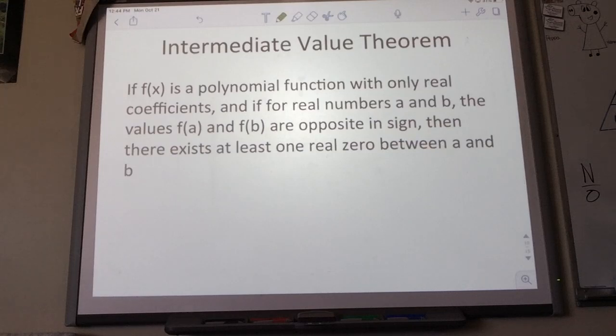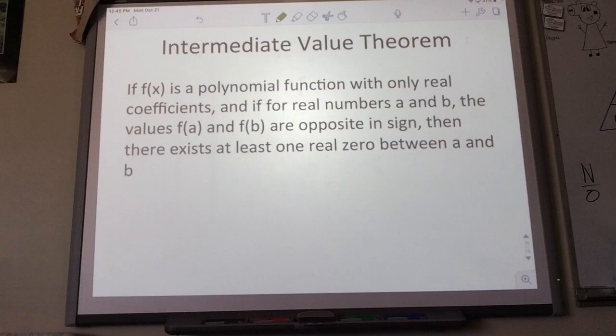Okay, so I've been alluding to this the whole time. Intermediate value theorem. Okay, if f of x is a polynomial function with only real coefficients. So we had another theorem that was only real coefficients last class, and that was what? Anybody remember which one had to be real coefficients? Yeah? Conjugate, yes. Okay, the conjugate theorem.